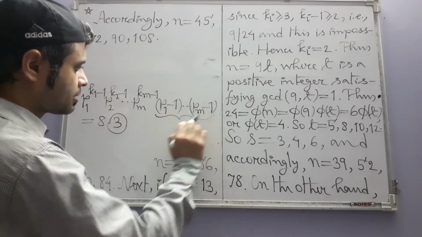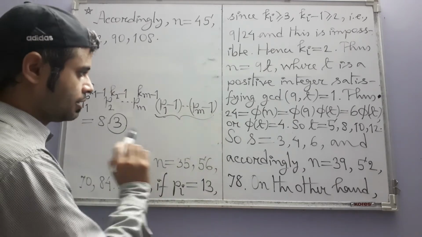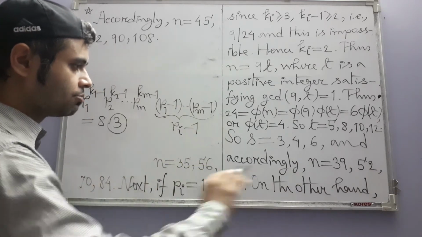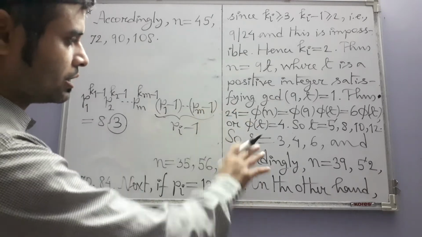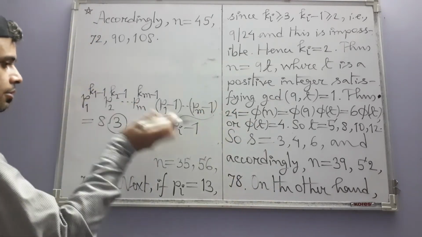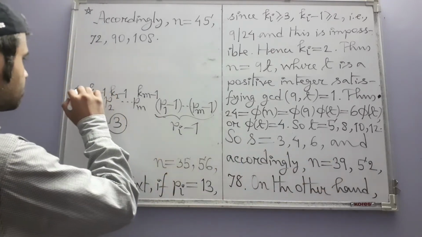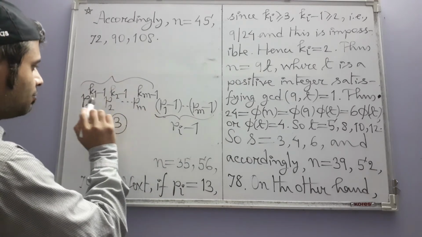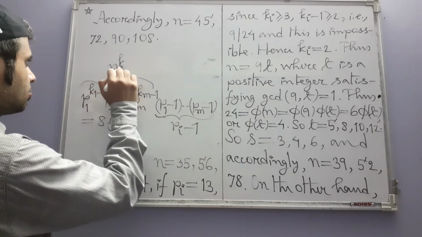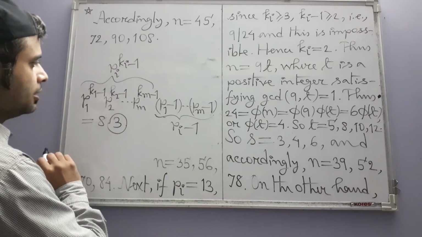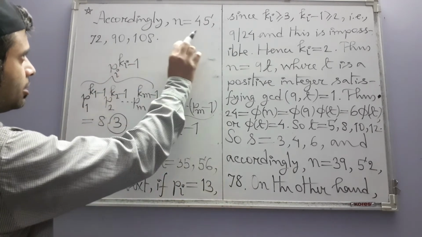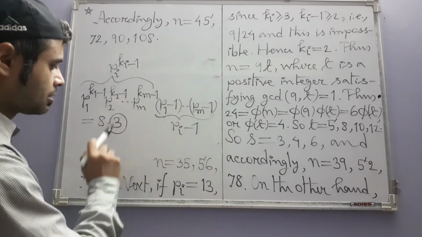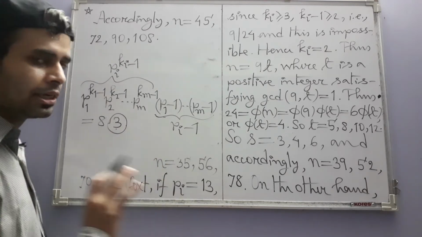First we considered the case that 3 divides this part, that is, 3 divides at least one p_i minus 1. Then we found some values of n by arguing, and from this point onwards we worked with the assumption that 3 divides this other part. Then we worked some more and found some other values of n, and that's it. This is all that can possibly happen, and that's why we are done.